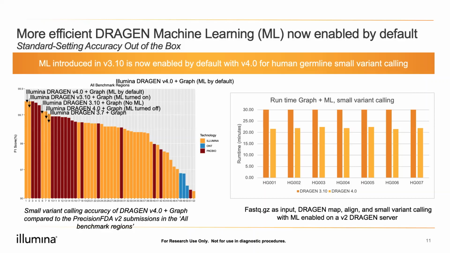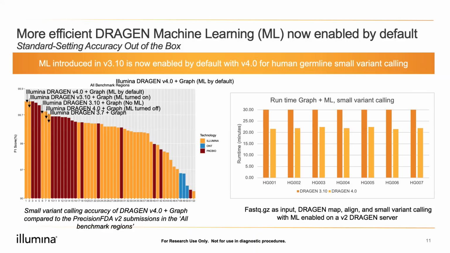So the plot on the left is something that you might recognize from our version 3.10 software release. This is showing the accuracy, the F1 score of DRAGEN for small variant calling in all benchmark regions from the Precision FDA Truth Challenge V2 compared to the other entries in this challenge. And when we introduced machine learning in DRAGEN version 3.10, we were able to match the accuracy of PacBio sequencing data with Google DeepVariant. So we still have that same accuracy. So we're kind of redefining, setting new standards for accuracy. But now that machine learning is turned on by default.